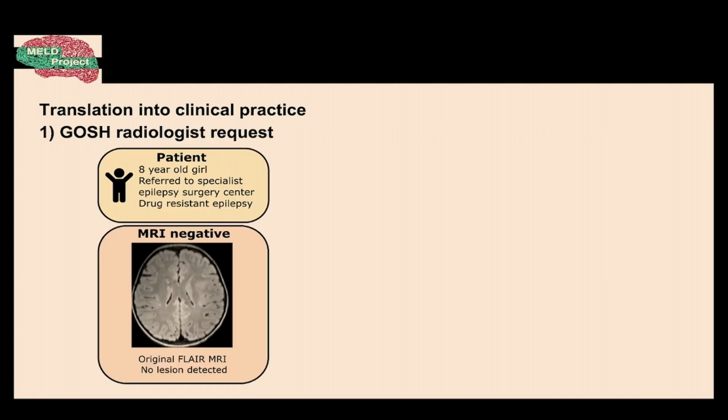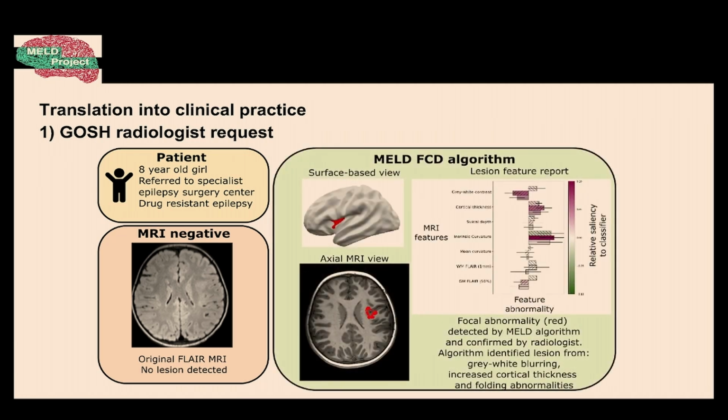So going back to that 8-year-old girl that we met at the beginning, drug-resistant epilepsy, the MRI was reviewed and nothing was found. The radiologists at Great Ormond Street can now request that it gets run through the MELD pipeline, the MELD protocol, and then it returns this report for that child. And there's a predicted cluster in the insula where in this patch here you can see blurring of the grey matter boundary and increased, there's an abnormal folding pattern. And the radiologist could then go back to the MRI scan and say, yes, actually, this did look like an FCD. This was confirmed by them, and then this child is now able to proceed to surgery.